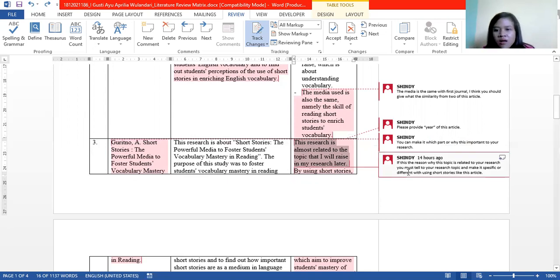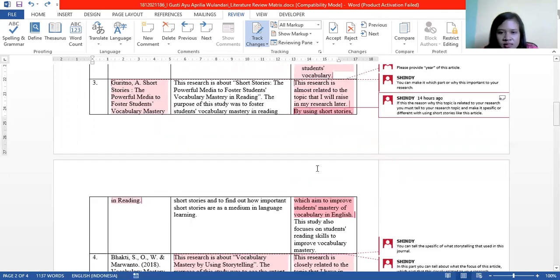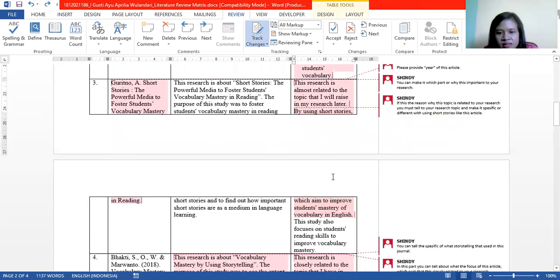And also I see in this third article, this is the reason why this topic is related to your research. Maybe you must relate it to your research topic and make it specific or different from using a short story like this article. This article just tells that it uses a short story. Maybe you can make it specific to your research topic, which short story that you use.